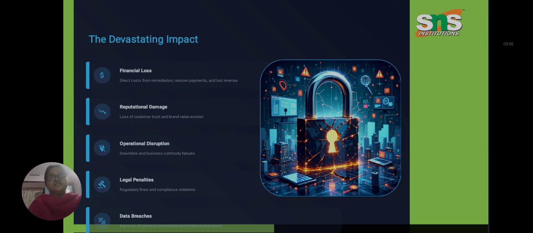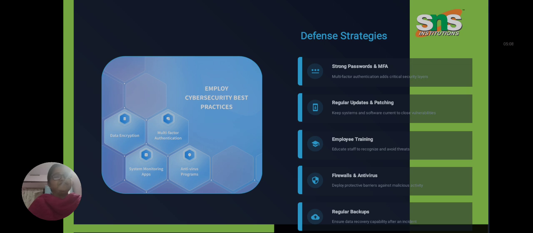Next we are going to see about defense strategies, which means how to protect ourselves from cyber attacks. We can use strong passwords and multi-factor authentication. We can keep our systems updated now and then. We can train employees with awareness programs. We can use firewalls and antivirus. We can take regular backups also. As the proverb says, prevention is better than cure, so we should use these defense strategies to protect ourselves.